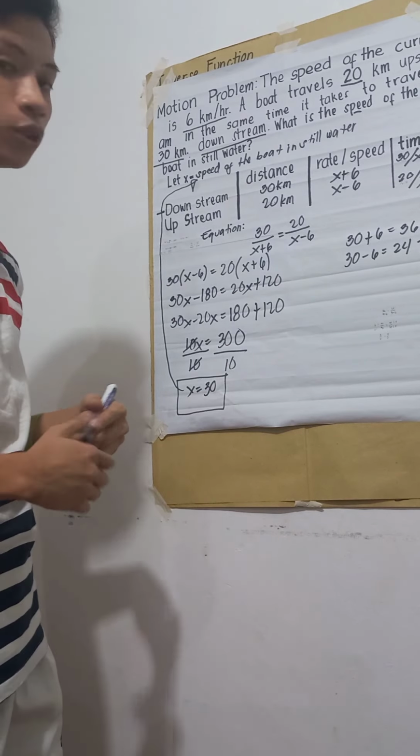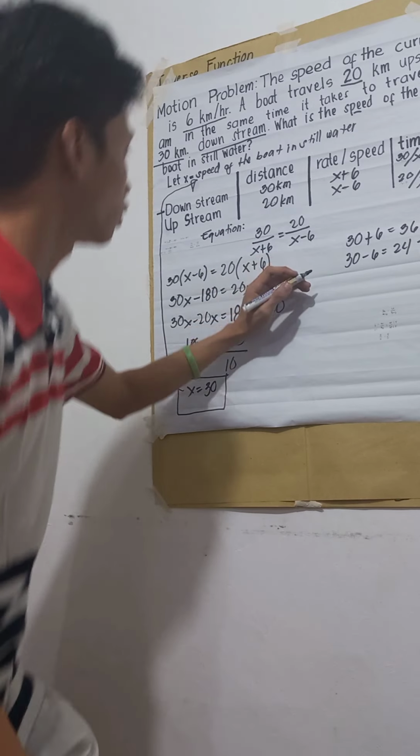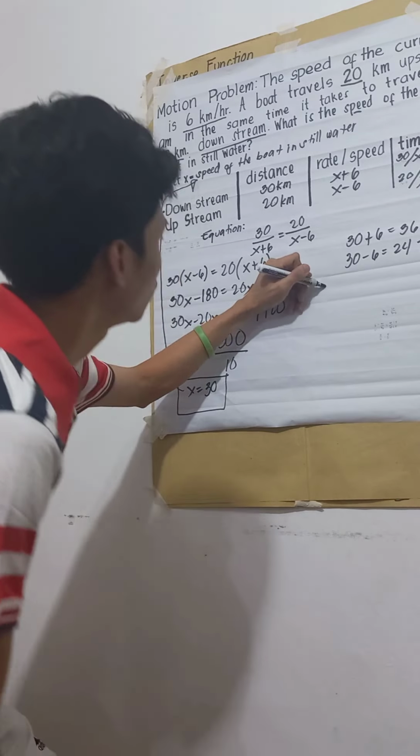We're going to check it out. So this is our equation, right? So we're going to substitute 30 for x. That would be, since our x is 30, 30 plus 6 over 30 minus 6 equals 20 over 30 minus 6.